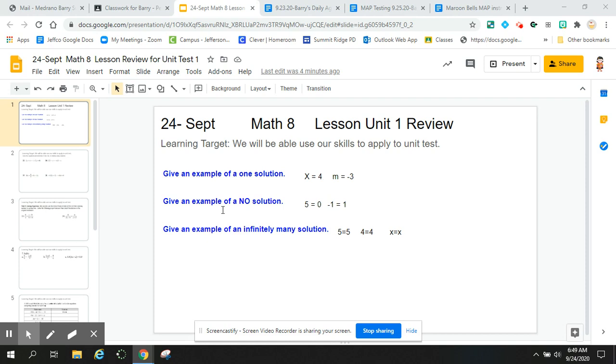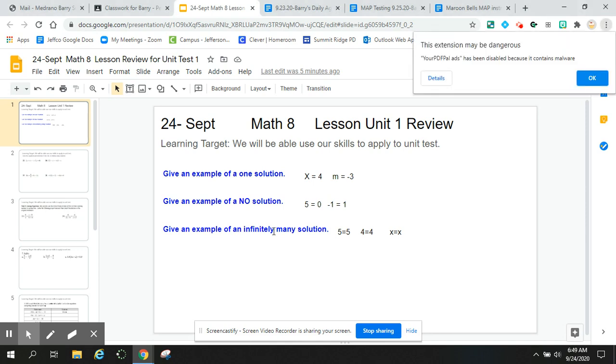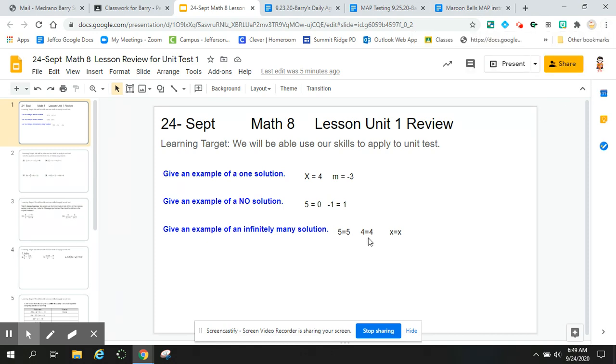An example of a no solution would be where they don't have the same number on the opposite side of the equal sign. Here we have an example of 5 equals 0 and another example of -1 equals 1. Even though they both have the number 1, one's negative, one's positive. That's a no solution. An example of an infinitely many solution would be something like -5 equals -5, 5 equals 5, 4 equals 4, x equals x.